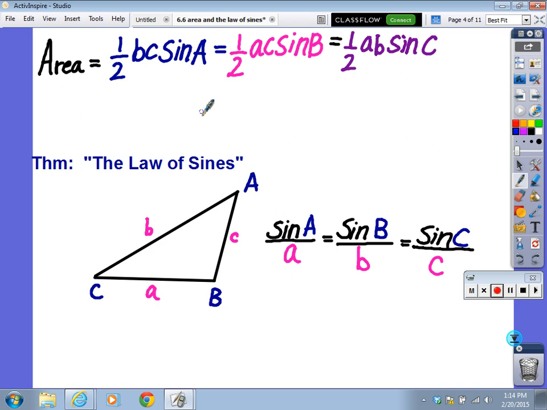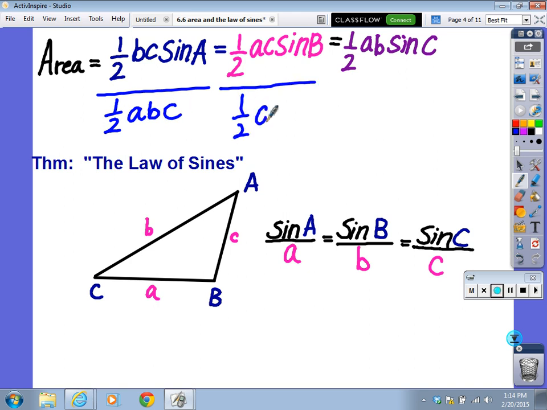Okay, but now this area formula actually yields something really cool. What these really smart mathematicians found is that when they went through and divided all of this by 1/2 ABC, now this you might not necessarily need to write down. I'm just showing you where this next formula, or this next theorem, came from.